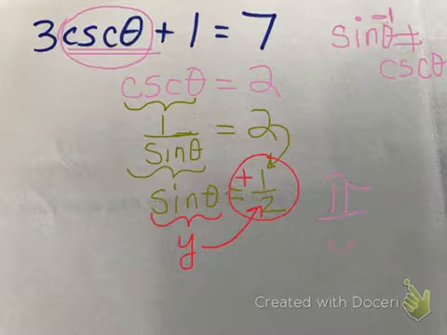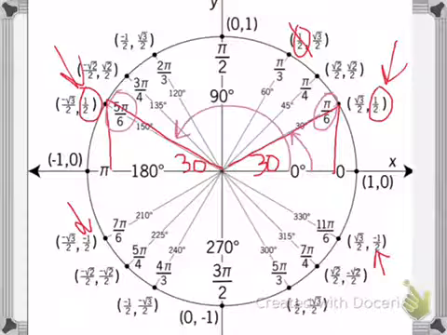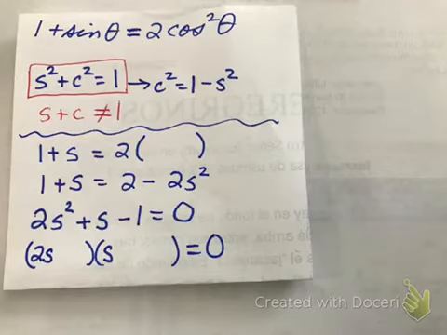30 degrees, 150 degrees. Sine's positive in 2 quadrants, 2 solutions. Done. All right, let's go to the hardest type of problem.